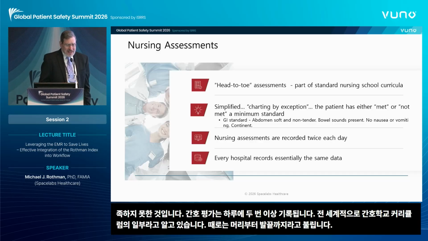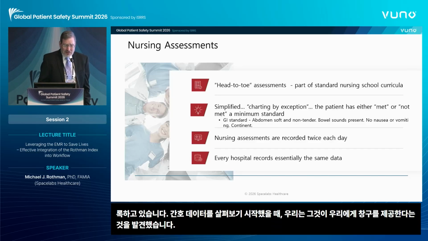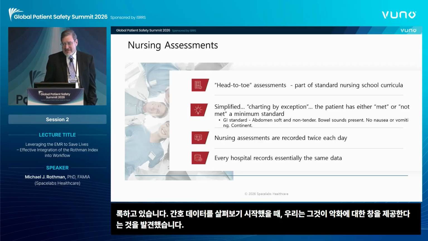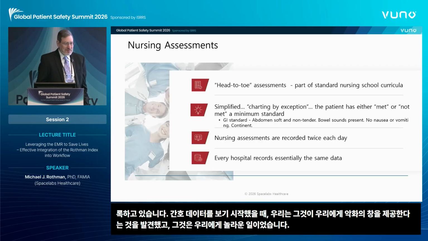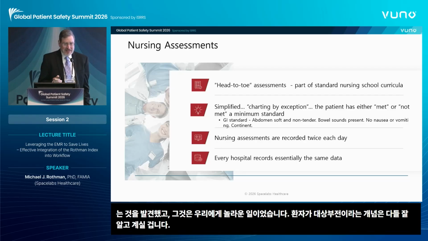When we started looking at nursing data, we found that it gave us a window into deterioration which was surprising to us. You're all familiar with the concept of decompensation. When a patient's crashing, their blood pressure is plummeting, their heart's racing, they're panting, temperature is spiking. That's a crisis.